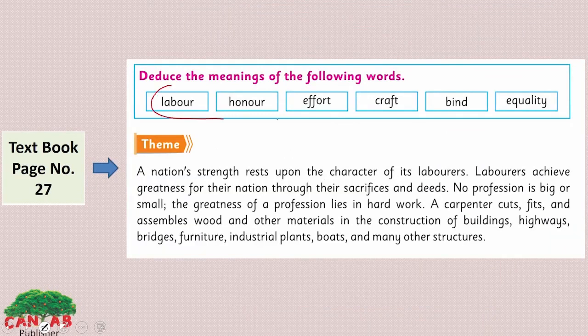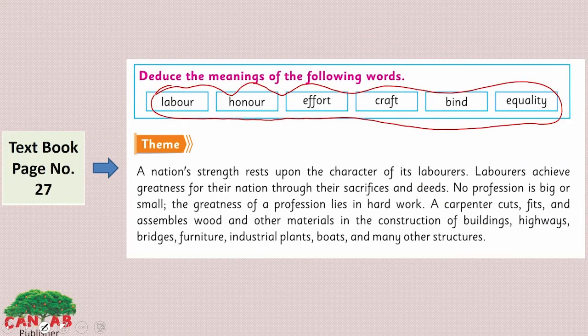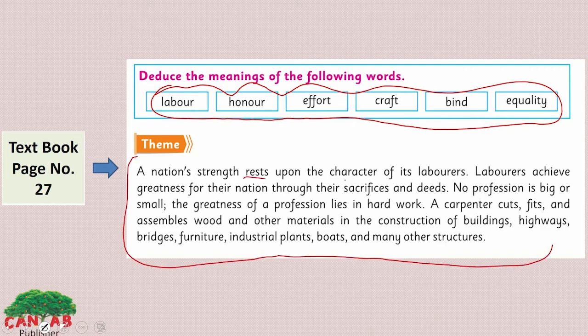You have to deduce the meaning of the following words. I want you to find the meaning of these words from the dictionary. Look at the theme of the poem. A nation's strength rests upon the character of its laborers. Laborers achieve greatness for their nation through their sacrifices and deeds. Sacrifices, kurbaniya.